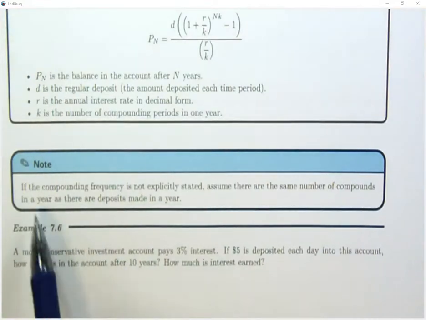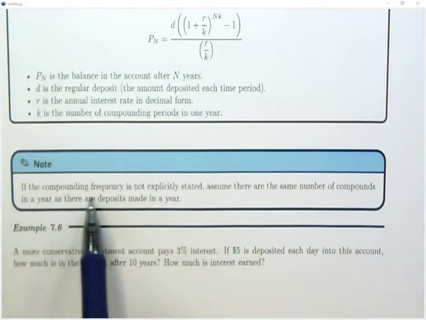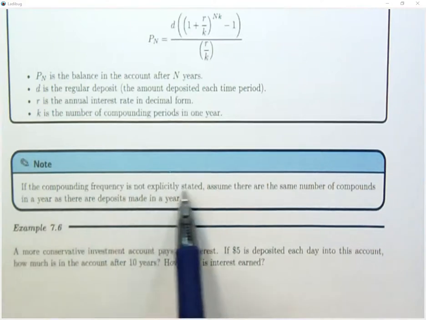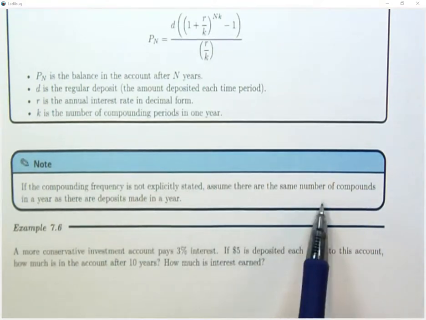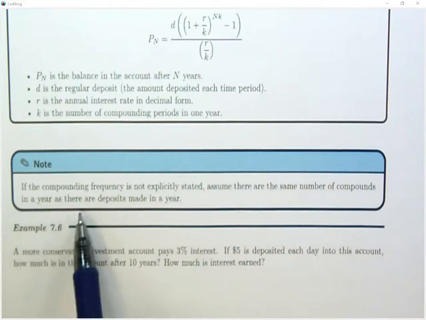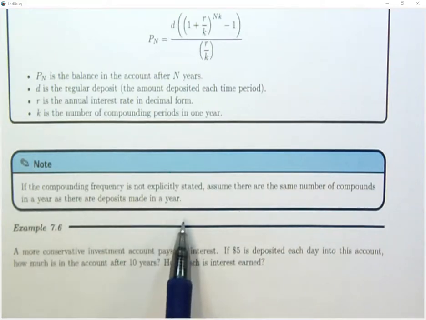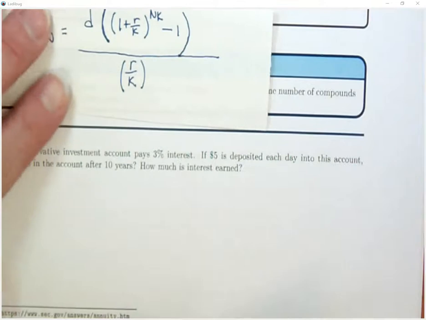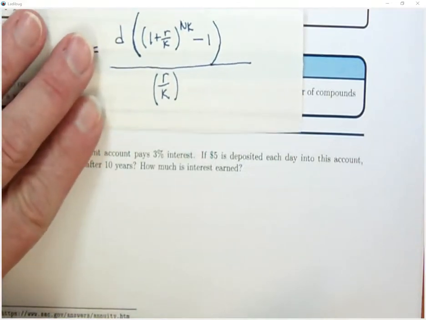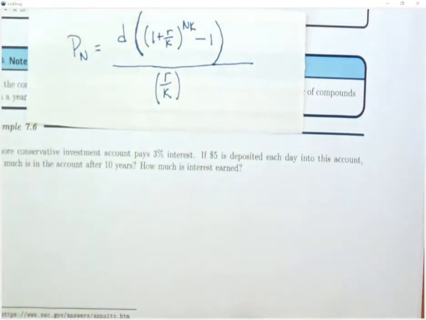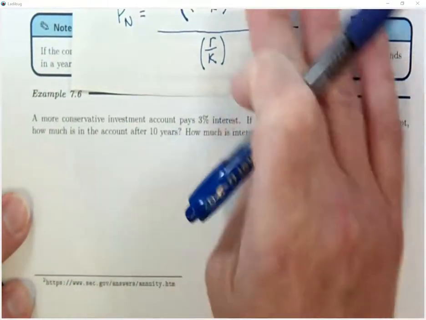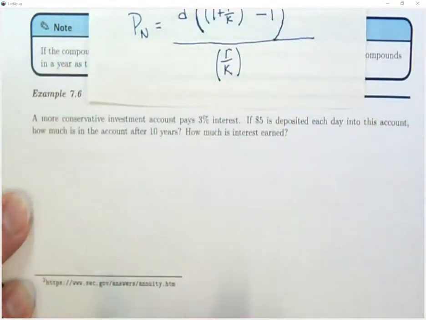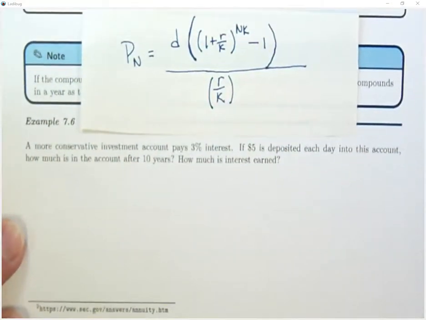Another thing I want to point out here too, if the compounding frequency is not explicitly stated, assume there are the same number of compounds in a year as there are deposits made in a year. So just be aware of that. The formula is always good to write with each problem. However, I wrote it on a piece of paper so I can move it around. You might want to do that too, just to have it handy, because it's up a little higher than I want it to be, and I want you to see it as I work through the problem.